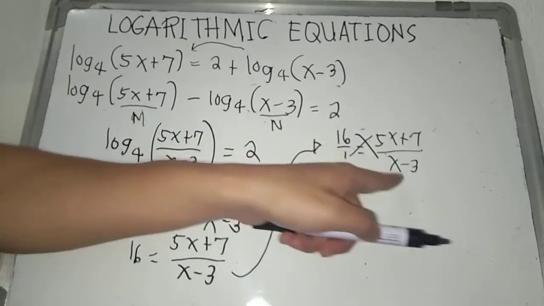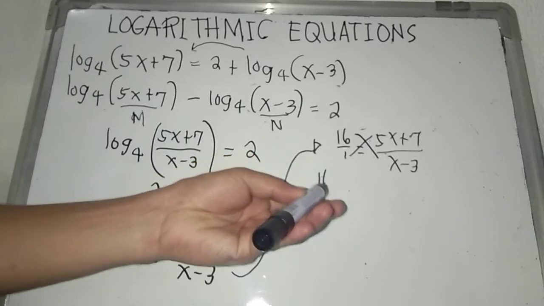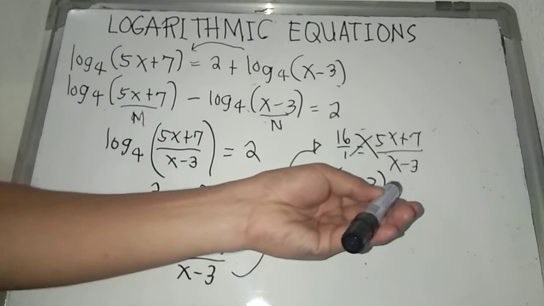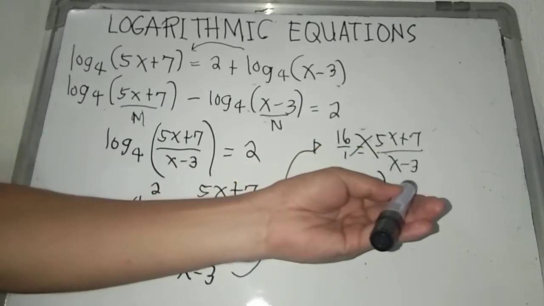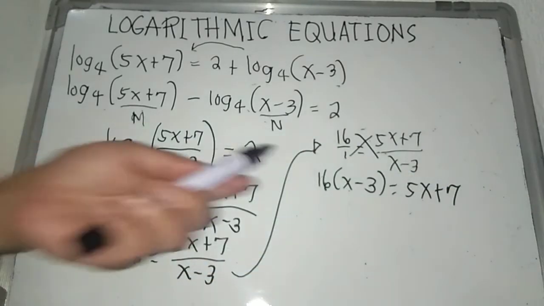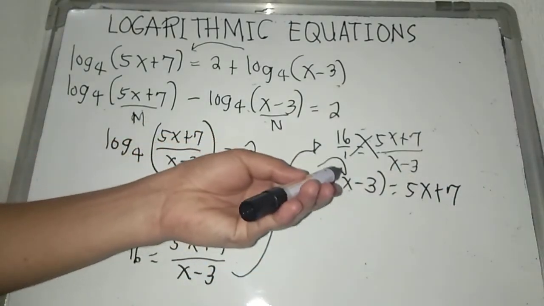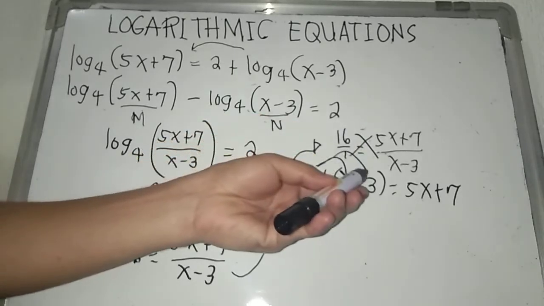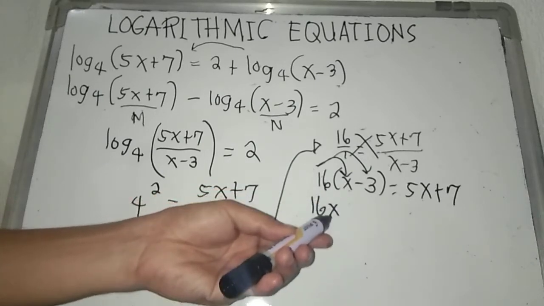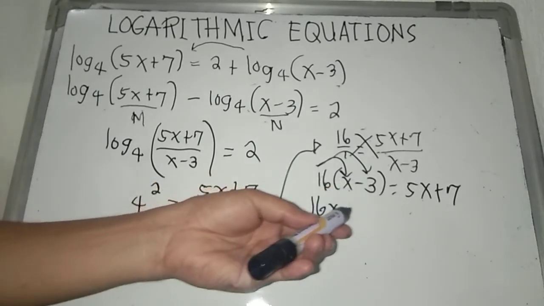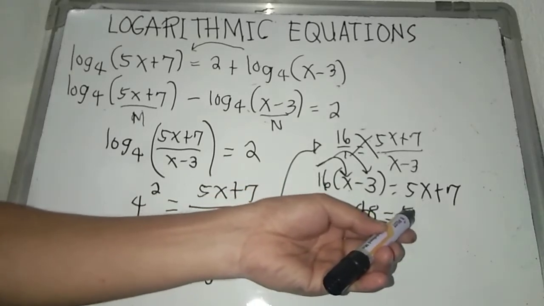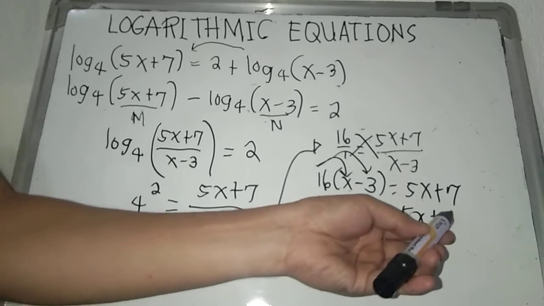So what is 16 times x minus 3? That would be 16 times x minus 3. And then 1 times 5x plus 7, that will become 5x plus 7. And then we're going to distribute 16 to every term of x minus 3. So 16 times x, that will become 16x. 16 times negative 3, that will become negative 48. And then we have to copy the right side, which is equal to 5x plus 7.